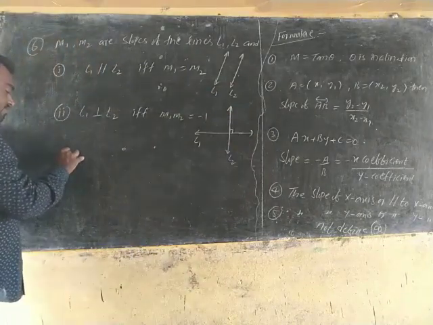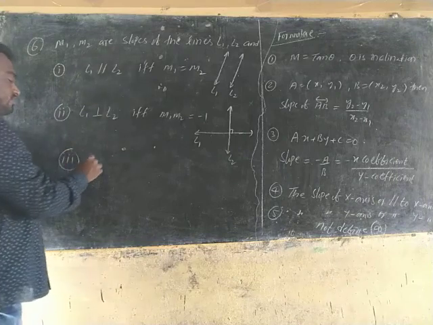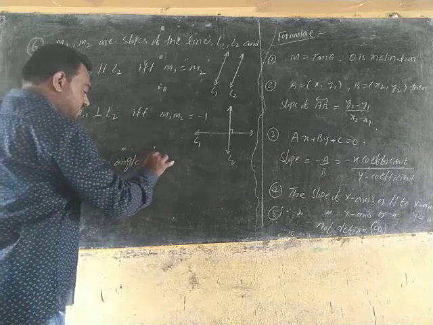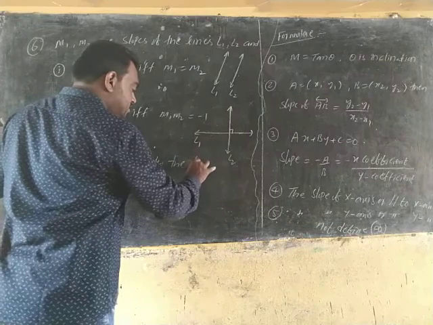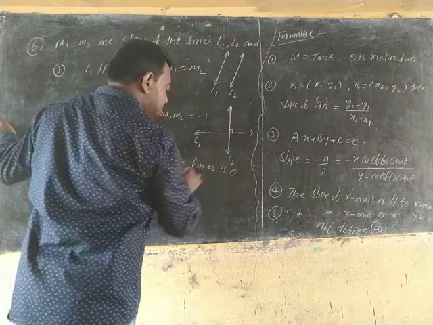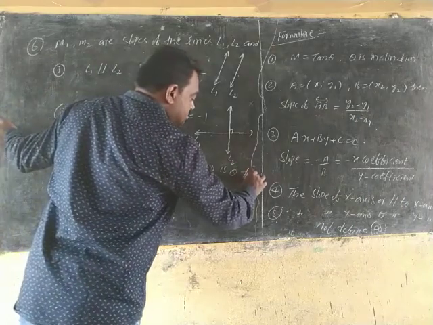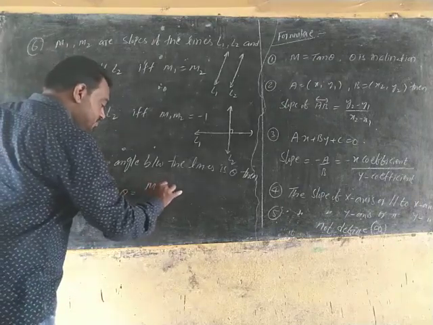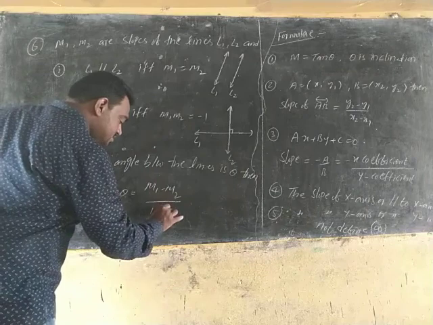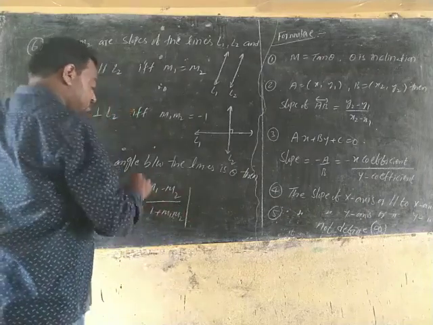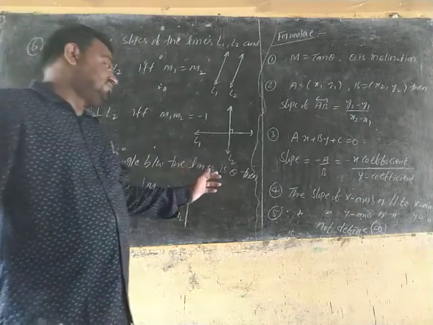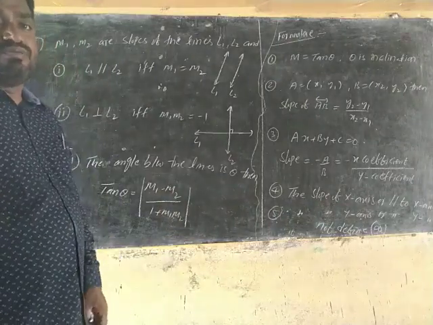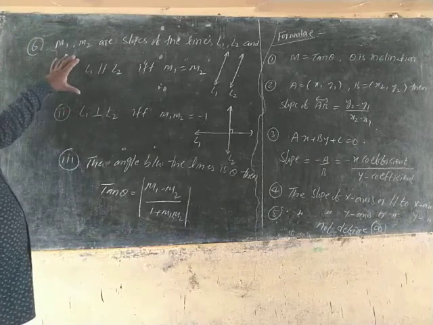Next, the third one. If the angle between the lines is theta, then tan theta is equal to the modulus of m1 minus m2 by 1 plus m1 m2. From this also we are getting these two conditions.